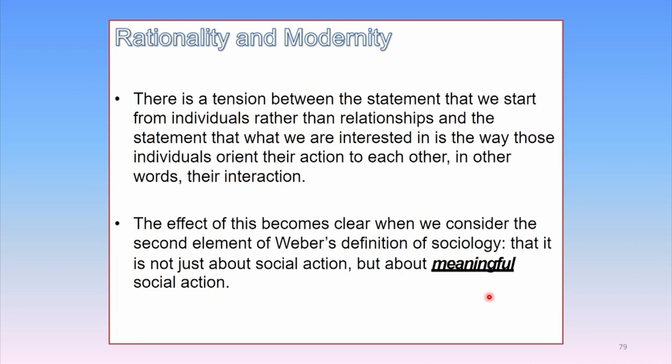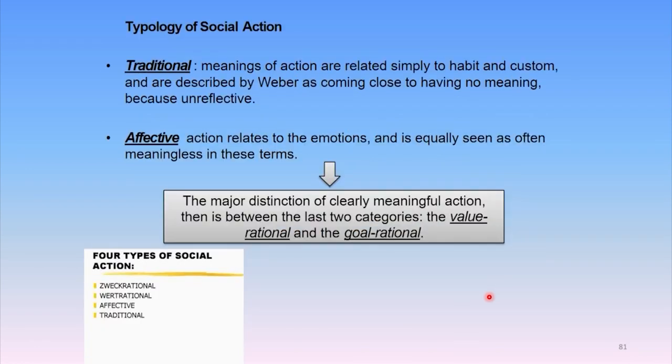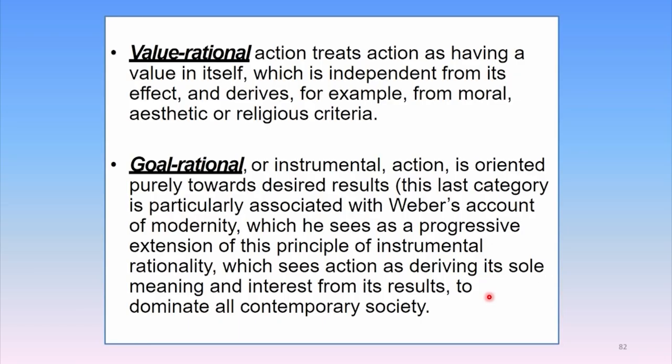The effect of this becomes clear when we consider the second element of Weber's definition of sociology, that it is not just about social action, but about meaningful social action. Then we have discussed the way Weber developed a categorization of the types of meaning which can be attached to social action. Thereby, he provided a typology of social action, namely four types: traditional social action, affective or emotive social action, value rational social action, and goal rational social action.